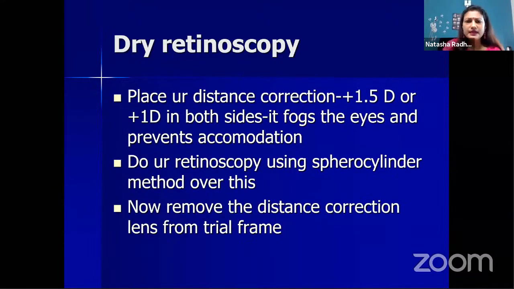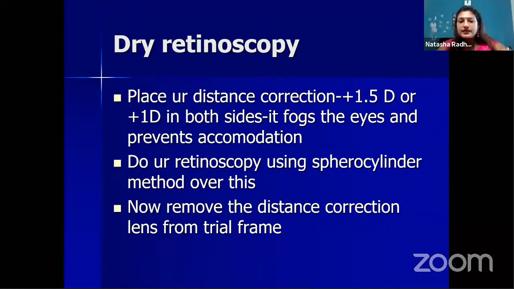Now, a small tip about dry retinoscopy. If you're doing retinoscopy without dilating the patient, you place the distance correction in the trial frame. So you do a trial retinoscopy with the trial frame in place. You place 1.5 diopters or 1 diopter in both sides, depending on whether you're doing it at 2/3 meters or 1 meter. That will fog the eye and it will prevent accommodation. And now you do your retinoscopy, preferably using the spherocylinder method.